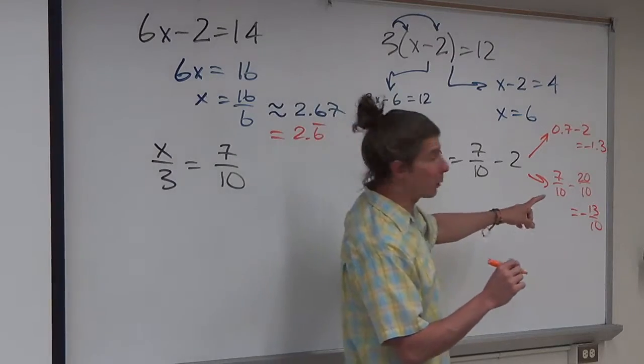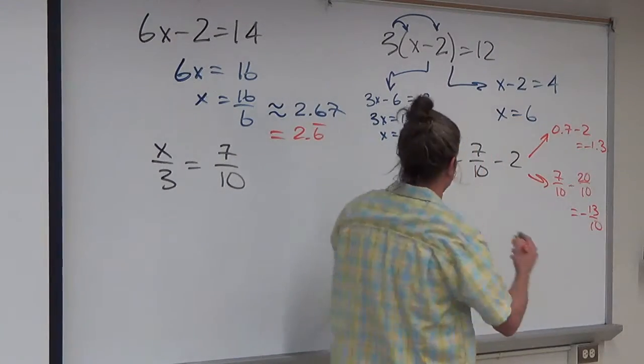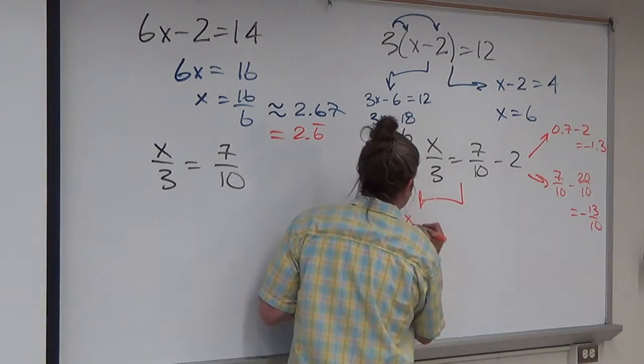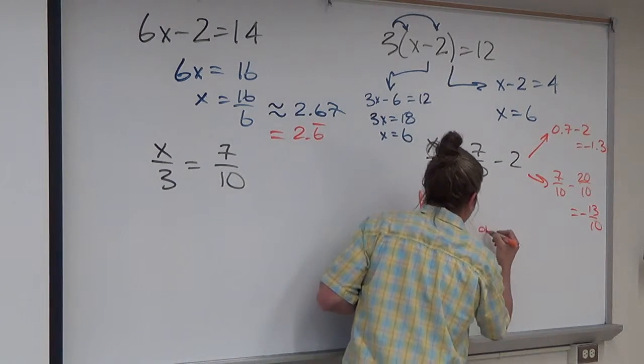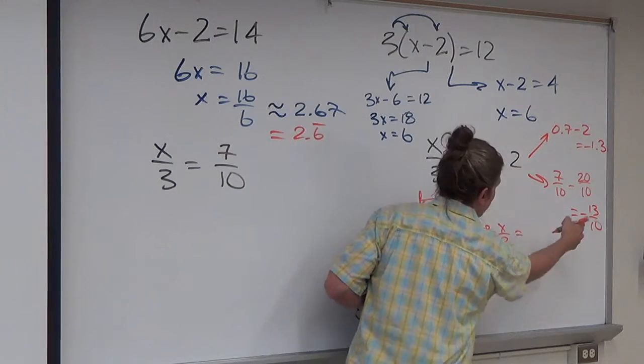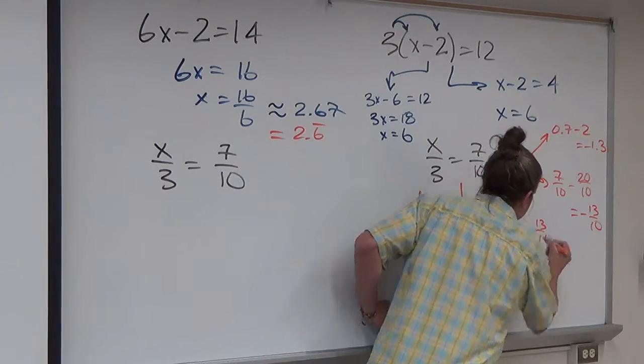So, are we going with fraction or decimal? Just, what the hell, let's do it both. So now we're at x over 3 equals either negative 1.3, or x over 3 equals negative 13 over 10.